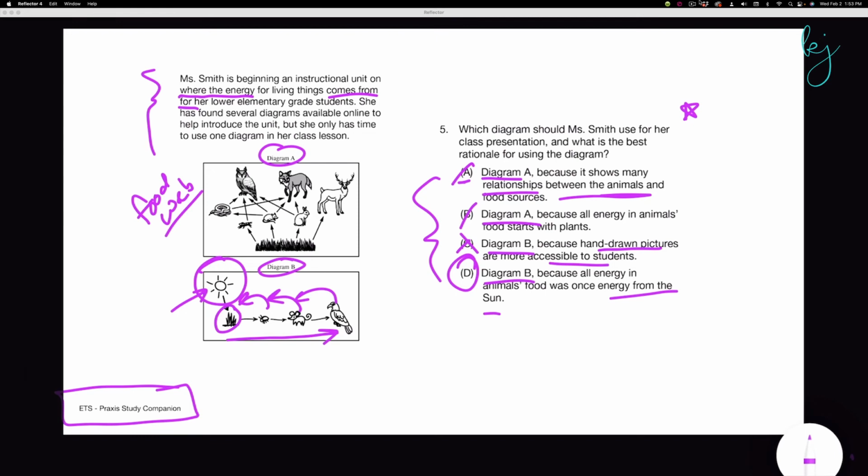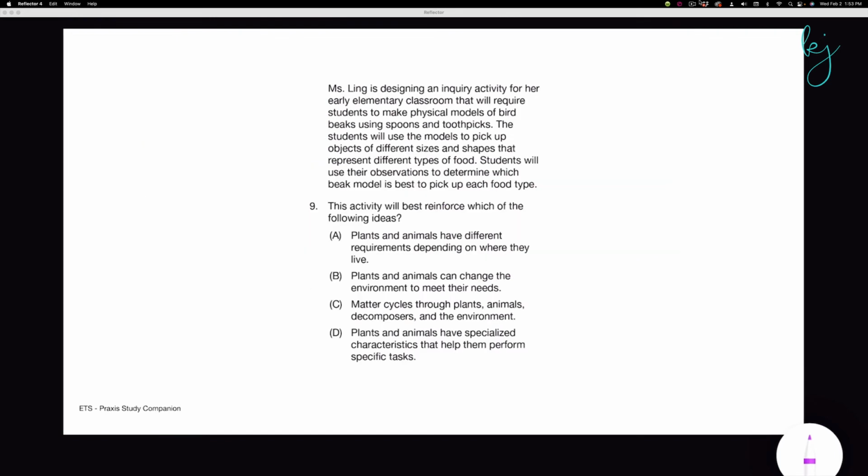I fell into the trap. I went with the most sophisticated one. That's why it's important to work backwards, but then go back into the question and the explanation of the graph to make sure we answered it correctly. And the last one for our life sciences section, again coming from the ETS study companion, let's look at the question stem first here.